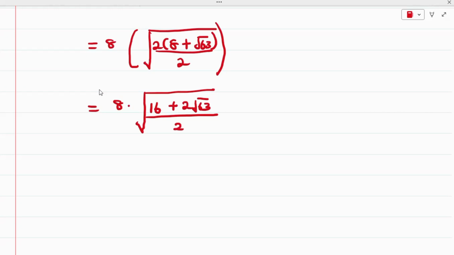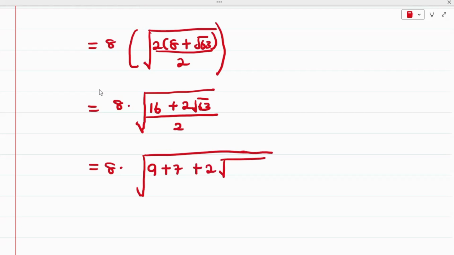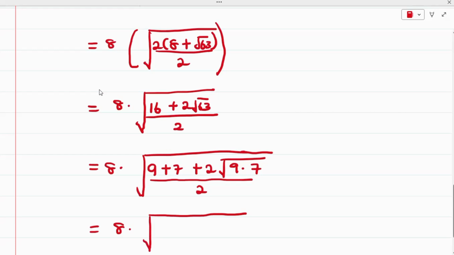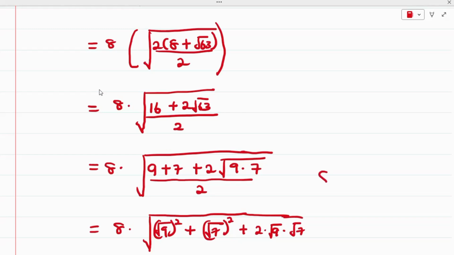2. Alright, so we have this to be equal to 8 multiplied by the square root of, now 16 can be expressed as 9 plus 7 plus 2 times the square root of 63 can be expressed as 9 multiplied by 7 divided by what? 2. So we have this to be equal to 8 multiplied by the square root of, now we can easily express 9 to be the square root of 9 all squared plus 7 can be expressed as the square root of 7 all squared plus 2 multiplied by the square root of 9 multiplied by the square root of 7. Now this implies that if we have the square root of a times b, this is equal to the square root of a multiplied by the square root of b.